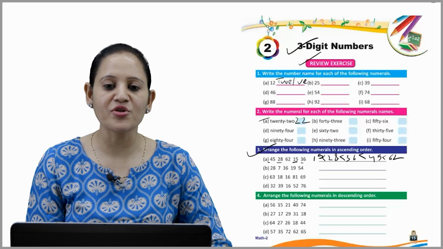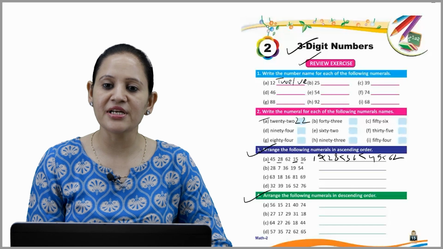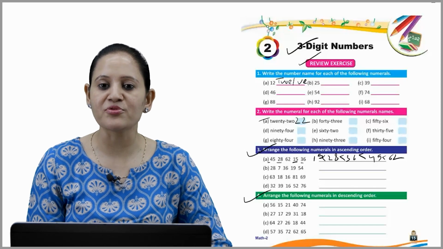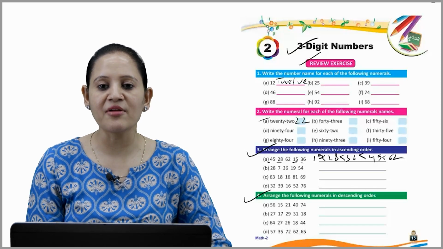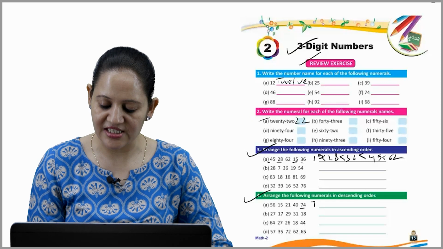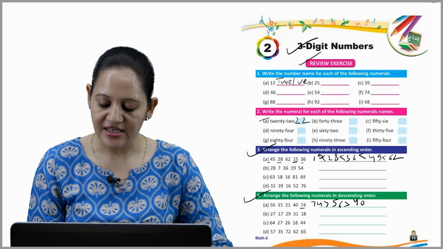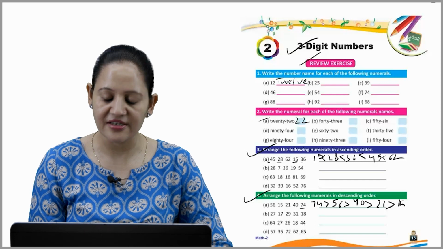Next, arrange the following numerals in descending order. So here we have to arrange the numbers in descending, meaning decreasing order. We have to start from the greatest number and move to the smallest number. So the greatest number among these is 74. So first we'll write 74. Then 56. Then 40, then 21, and the smallest number is 15. Clear?